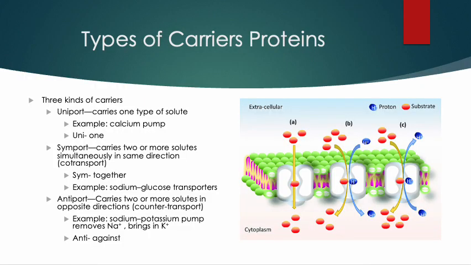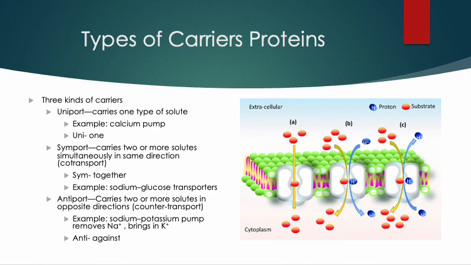So there are three main kinds of carrier proteins. There are uniport, symport, and antiport. And their names kind of tell you what their function is. So a uniport carrier protein will carry one type of solute. That's why it's called a uniport. It has one port. An example of this is a calcium pump. It only carries calcium.